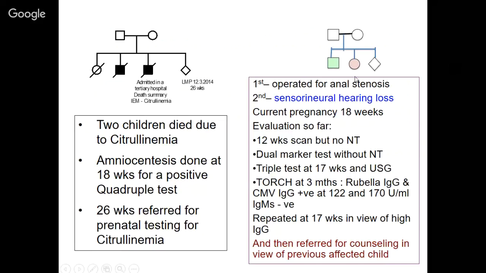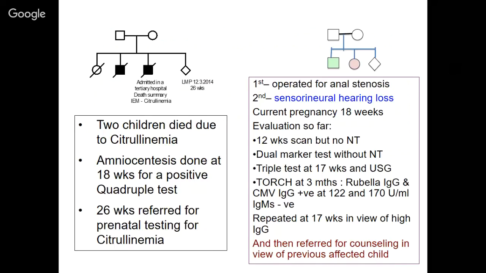The second child had sensorineural hearing loss. The pregnancy had been carefully followed up since the first trimester. Various dual marker, triple marker, TORCH test, repeat TORCH test, everything was done. And it was only at about 18 weeks that the family was referred for prenatal diagnosis in view of this child being affected with hearing loss. There are 40 genes that can cause deafness in an affected individual.